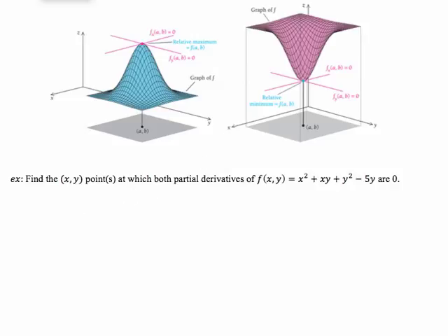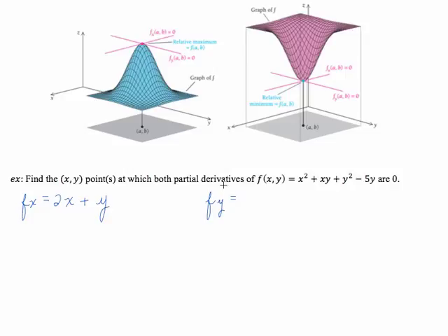For this function, f(x, y) equals x squared plus xy plus y squared minus 5y. We're going to need to first find the partial with respect to x. The derivative of x squared is 2x. If we're treating y as a constant, then the derivative of xy is that constant y, because it is like the coefficient of x. And the derivative of y squared and minus 5y are both 0. So that's the partial with respect to x.